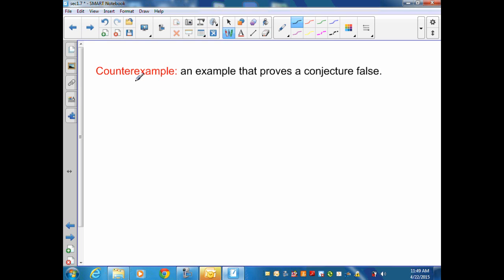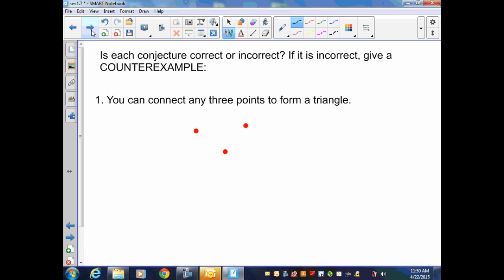Here we have counterexample. A counterexample is an example that proves a conjecture false. So if somebody comes up with a conjecture and you know it's false, you need to come up with one counterexample. That's all you need, is one counterexample to disprove that conjecture or make it false. Is each conjecture correct or incorrect? If it's incorrect, I need to give a counterexample.